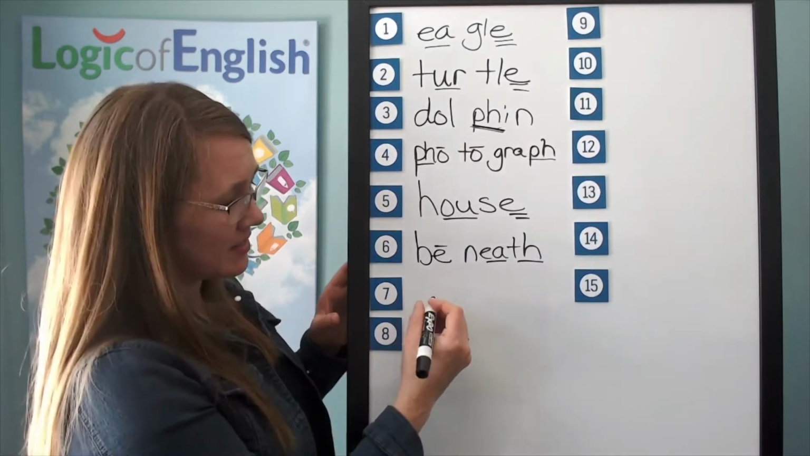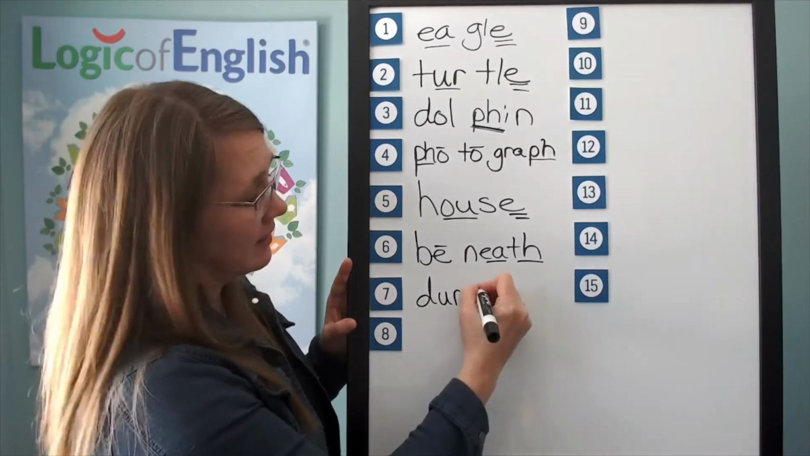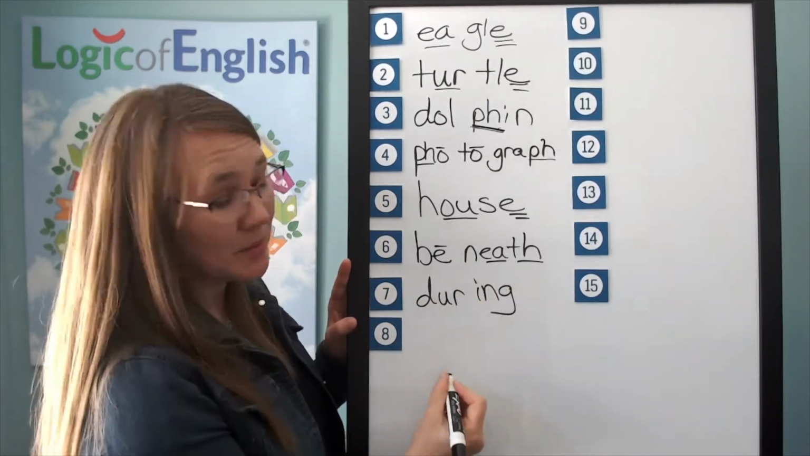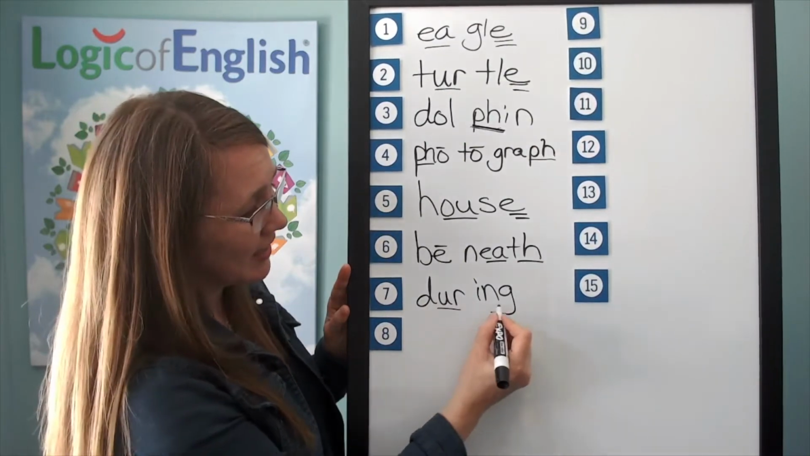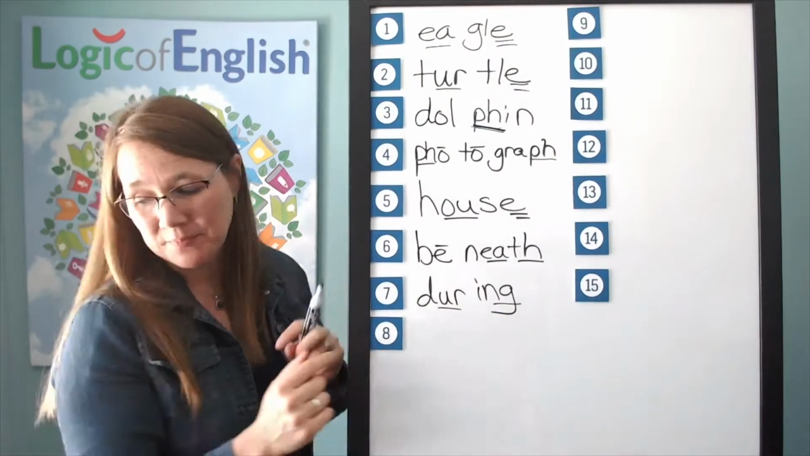Good, and help me to write it. The first syllable is D-er. Second syllable is ing. I-ng. And how do we mark it? We'll underline the er and the ng. Let's read it. D-er-I-ng. During.